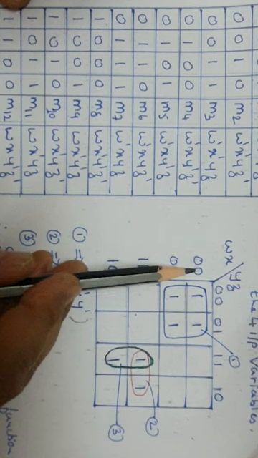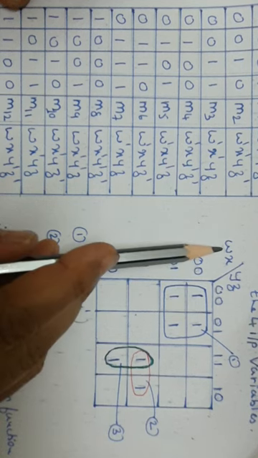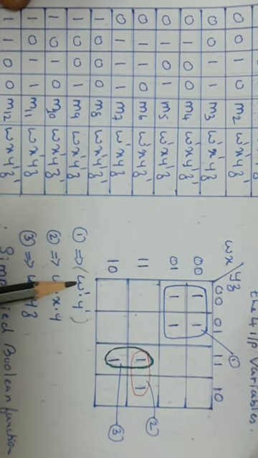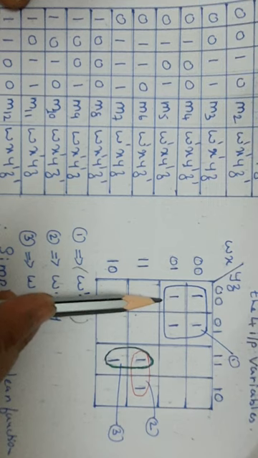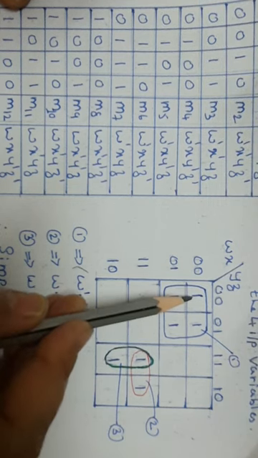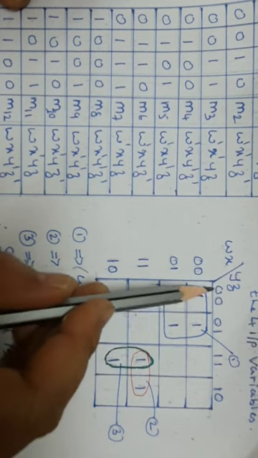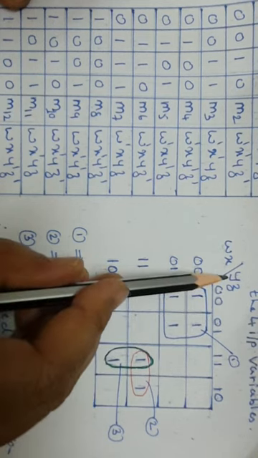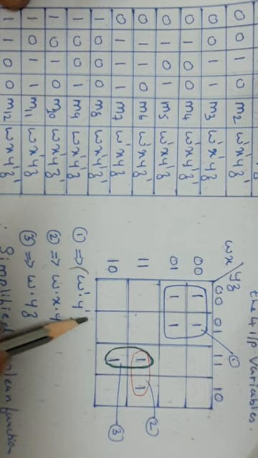Here 0, 0 is there, 0, 1 is there. This 0 is common with respect to W, hence this is called W dash. So W dash is common row-wise for group 1. Next, column-wise. These four ones fall in these two columns, 0, 0 and 0, 1. This 0 is common with respect to Y, hence Y dash is common column-wise. This is for the first group.